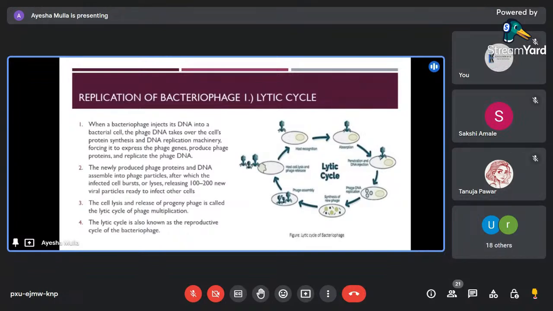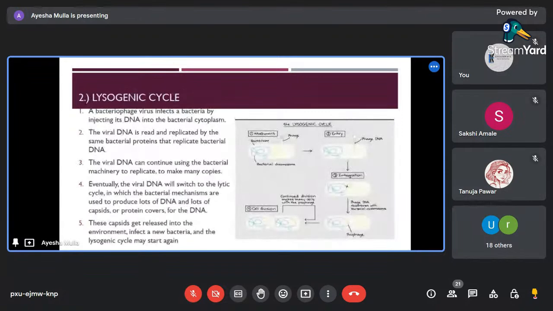The fifth step is lysis and release. Bacterial cells are lysed and new viral particles are liberated to infect other cells. The lytic cycle is also known as the reproductive cycle of the bacteriophage.